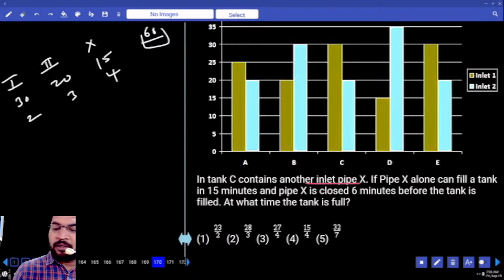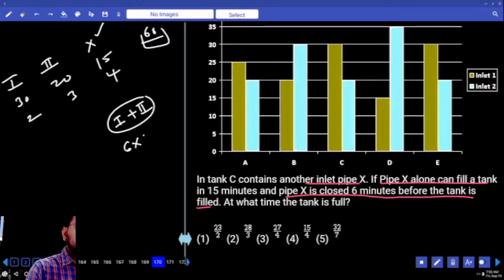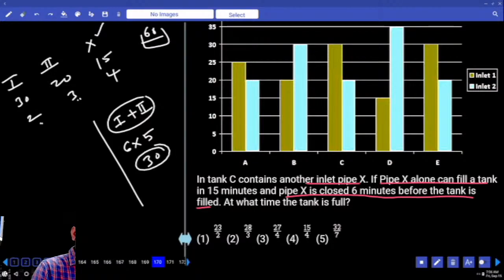Now, pipe X is closed 6 minutes before the tank is filled. Are you clear? Before 6 minutes, in the last 6 minutes it is worked by inlets 1 and 2 only. In the last 6 minutes X is not there. Last 6 minutes, 6 into the efficiency of 1 and 2, which is 5, and 30 liters came. And before it, 30 liters are filled. Are you clear or not? And this 30 is filled by all 3.